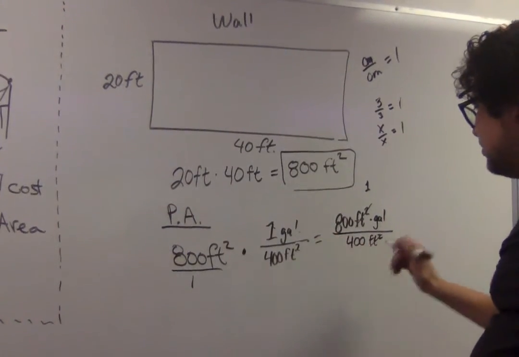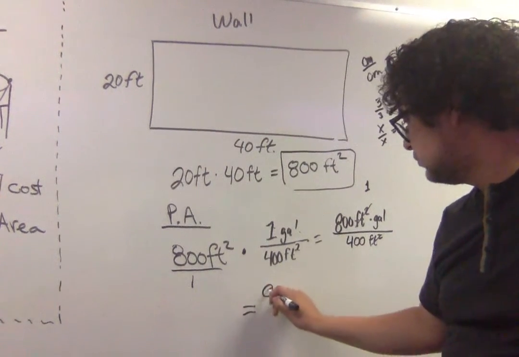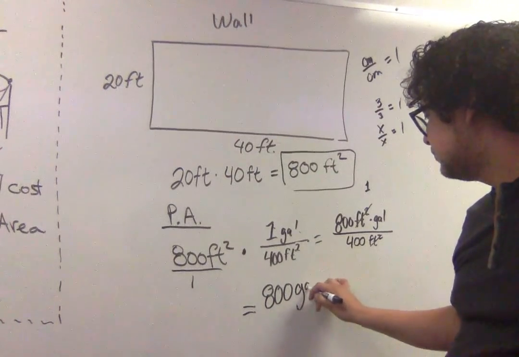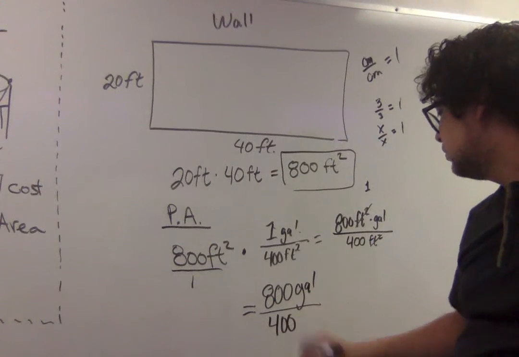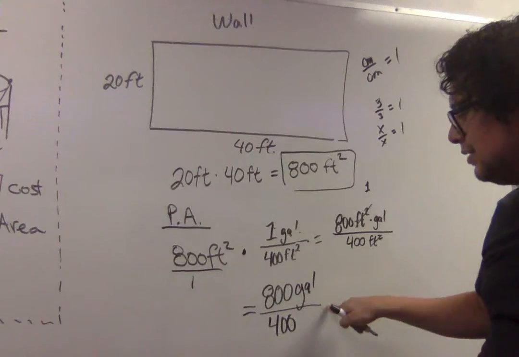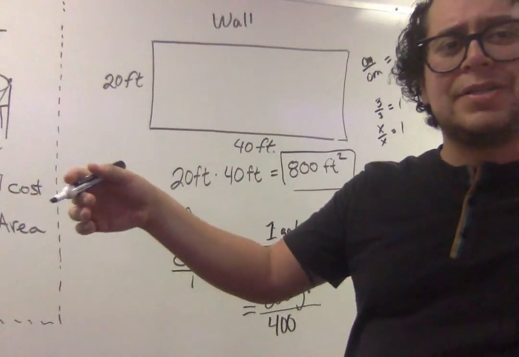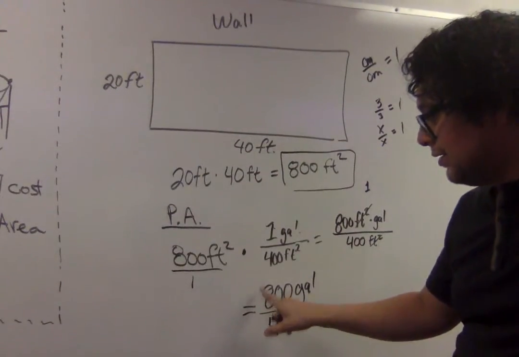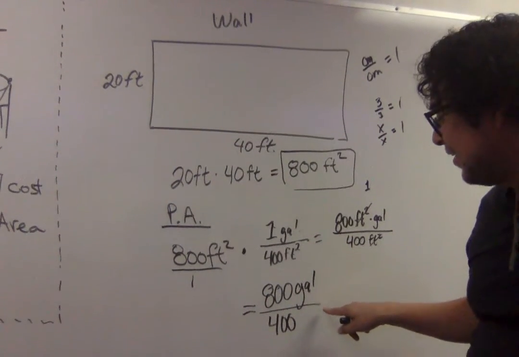And what I'm left with is 800 gallons over 400. And now all I have to do is divide. This looks like a fraction, but this line means division. A lot of things look very similar. A ratio looks like a fraction, but a fraction is division. It's kind of weird, but trust me. This looks like a fraction, but this line means what? Yeah, it means division, dude.